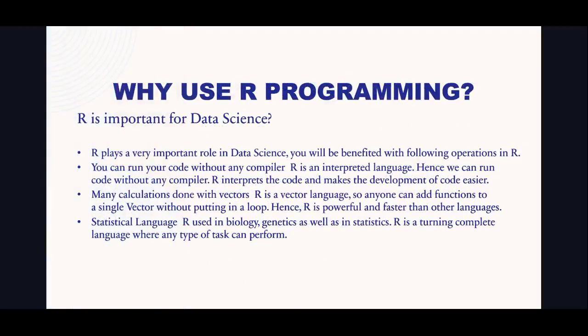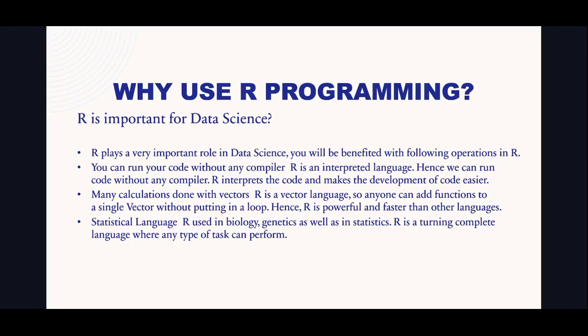Why use R programming? R is important for data science. R plays a very important role in data science. You will benefit from the following operations in R. You can run your code without any compiler. R is an interpreted language. Hence, we can run code without any compiler because R interprets the code and makes the development of the code easier. Many calculations are done with vectors.